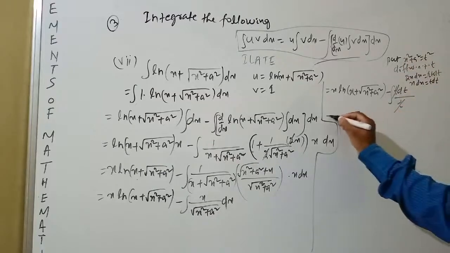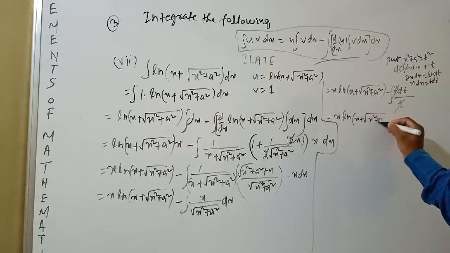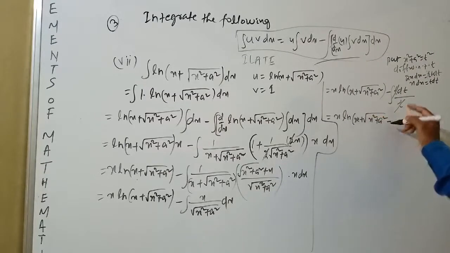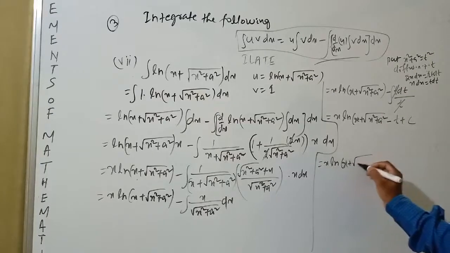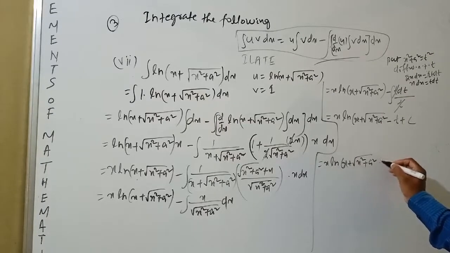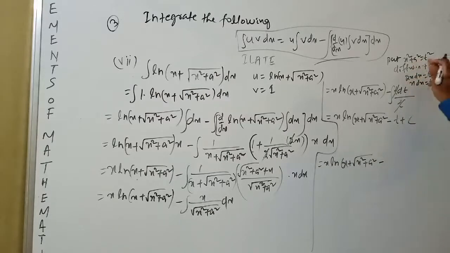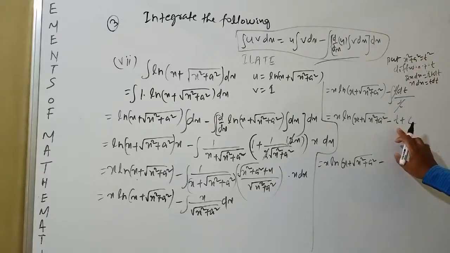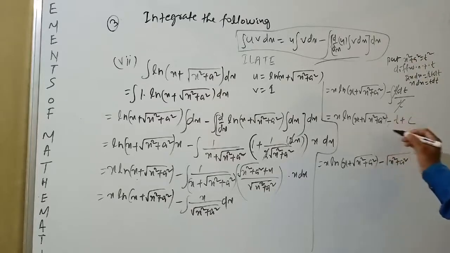The t will cancel out. This is equal to x ln(x + root over x square plus a square) minus the integration of dt, that is t plus c. This equals x ln(x + root over x square plus a square) minus t. Since t square is x square plus a square, we need t, that means t is equal to root over x square plus a square, plus c.